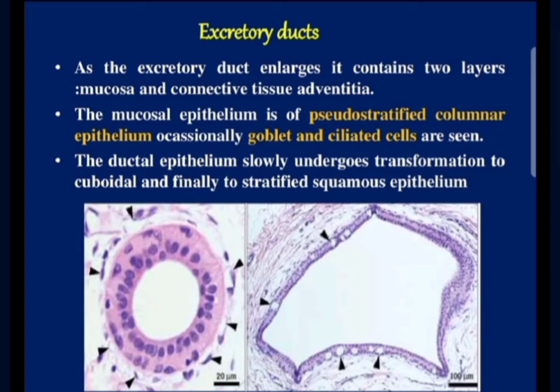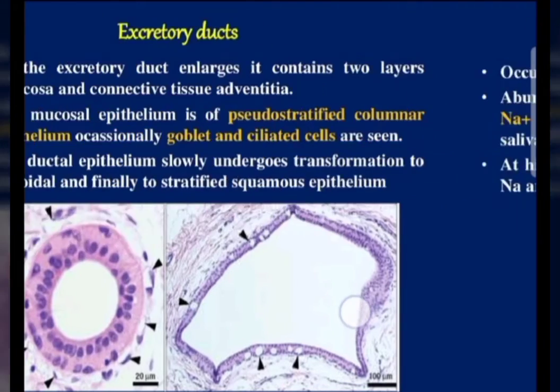Excretory ducts: as the excretory duct enlarges, it contains two layers, the mucosa and connective tissue adventitia. The mucosal epithelium is of the pseudostratified columnar ciliated variety. Occasionally goblet cells and ciliated cells are seen. The ductal epithelium slowly undergoes transformation to cuboidal and finally to stratified squamous epithelium.